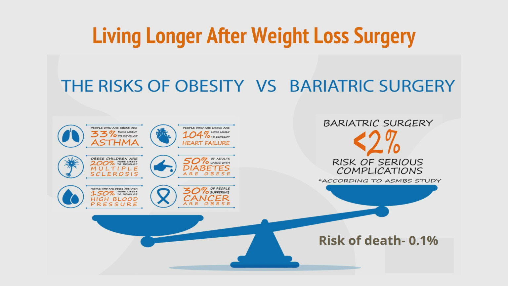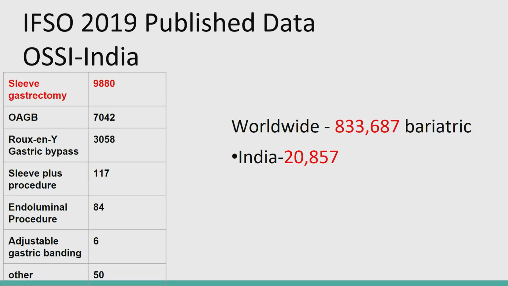So what are you thinking? If you want to live long, or if you want to live with obesity, the decision is yours. If we weigh the risk of obesity surgery versus living with obesity, the side of bariatric surgery is quite favorable. The risk of complications after bariatric surgery is less than 2%. Even the risk of death with bariatric surgery is 0.1%. That means the risk of getting operated for bariatric surgery is equal to getting a cholecystectomy or hernia surgery done.